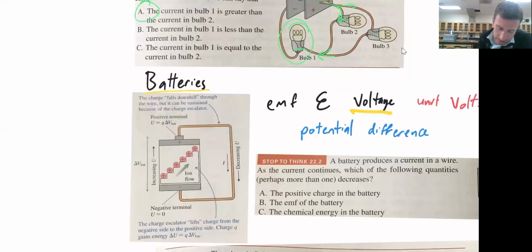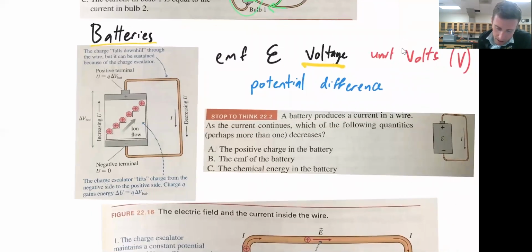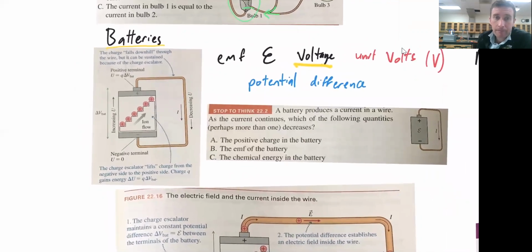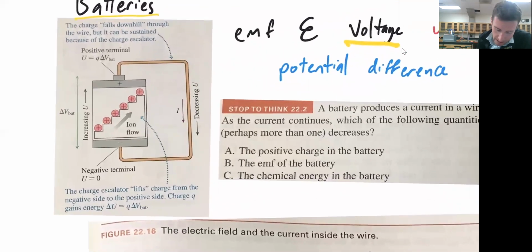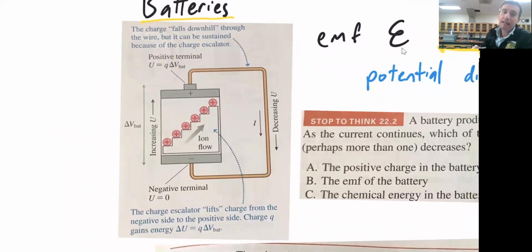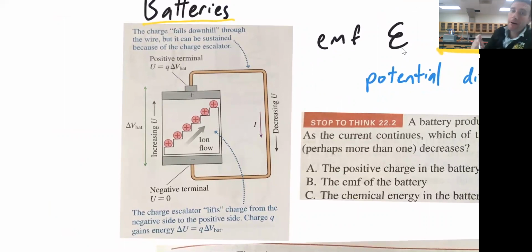All right, let's talk about one of the sources or the pumps for current, which is a battery. So one way of thinking about a battery is to think about it as a charge escalator, which basically means it increases the potential energy of the charge.